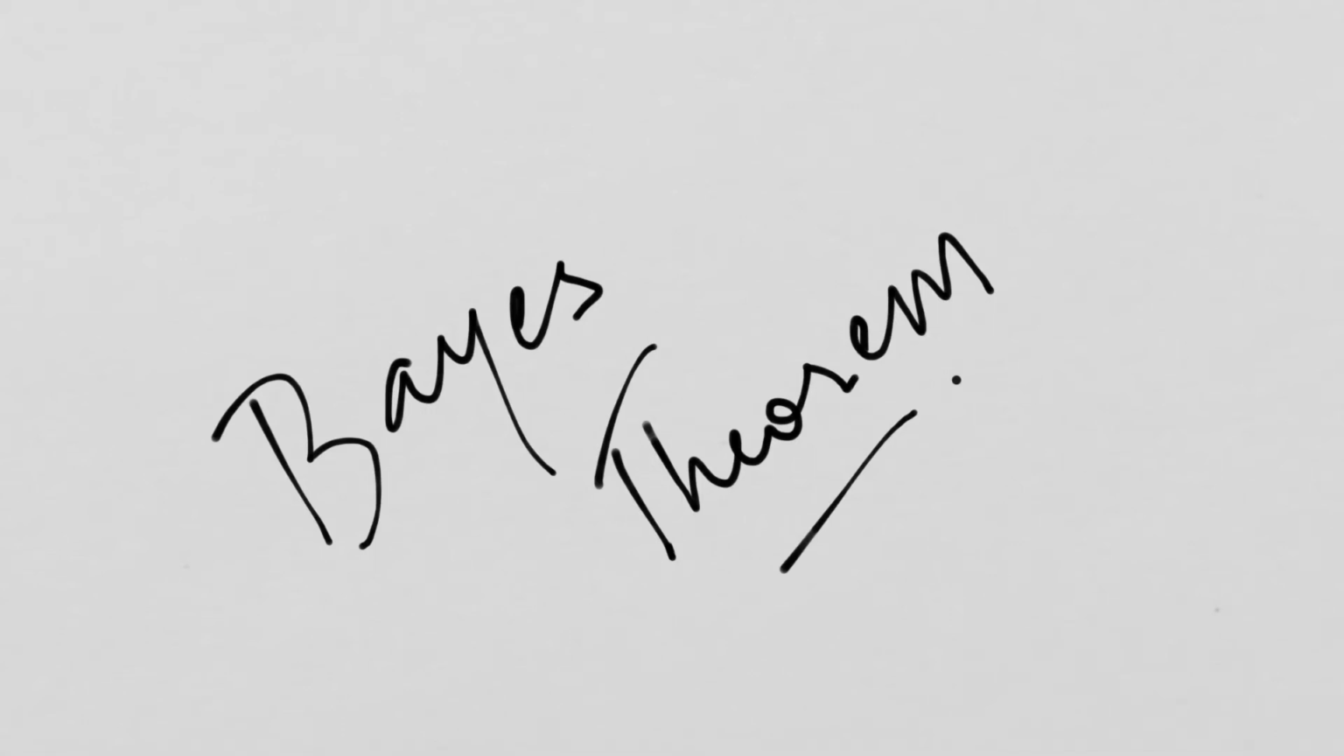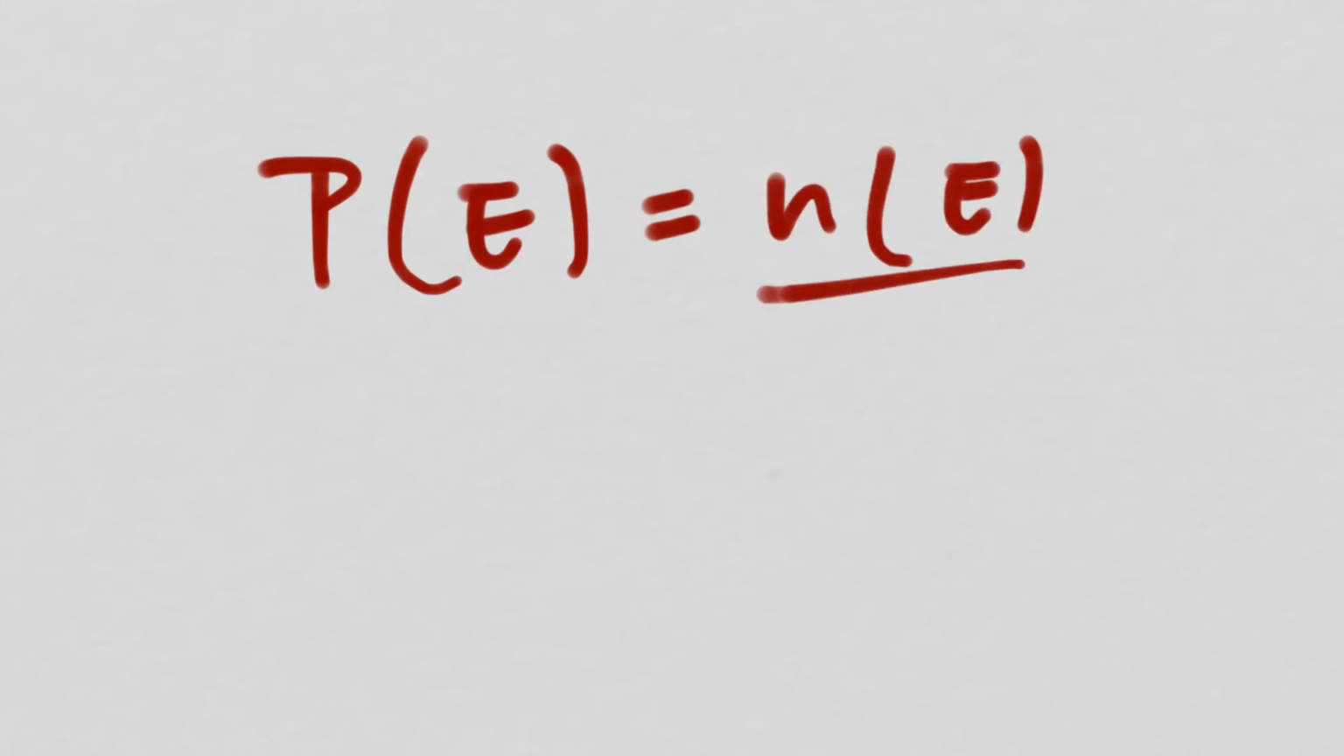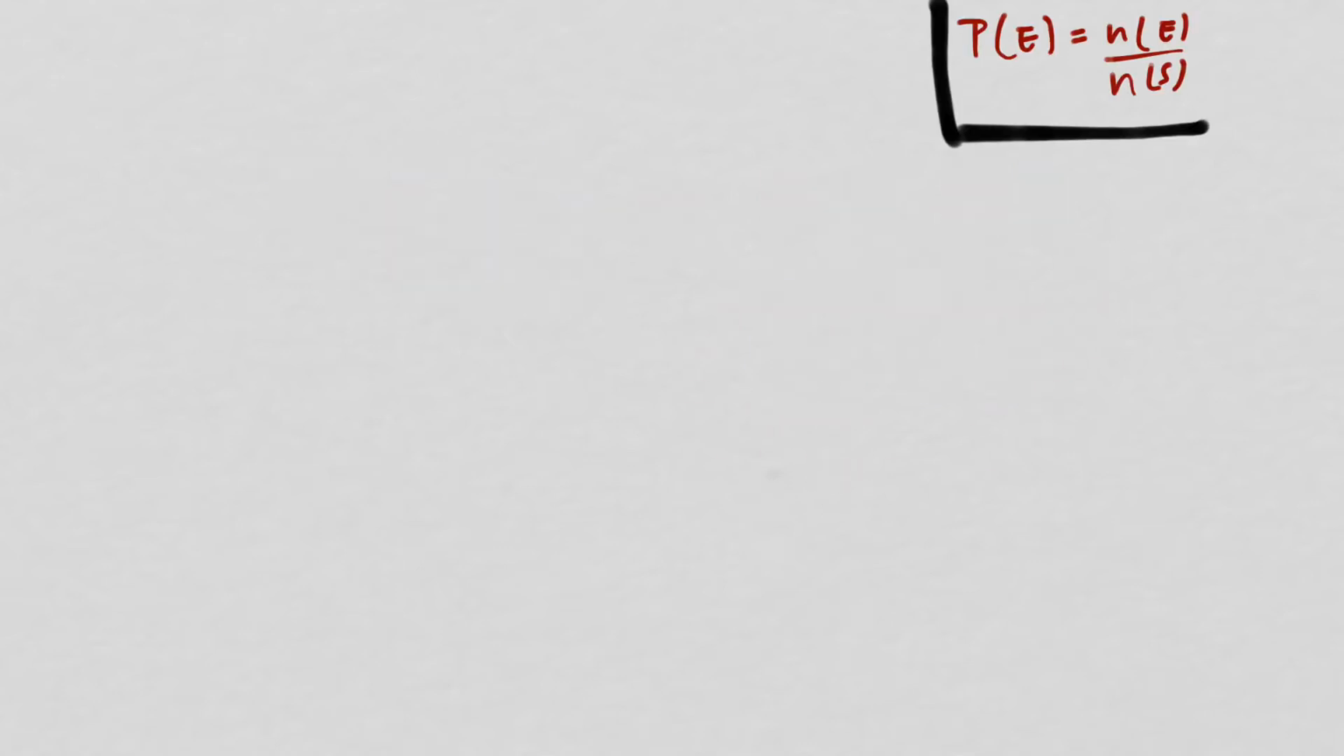Bayes theorem. This is the traditional Bayes theorem formula, and it might scare a lot of you away. However, we are not going to go down the traditional way. We go about cracking this concept using the old probability formula. Probability of any event is equal to the event that you're looking at divided by all the possible events that can occur. We are going to use this formula to crack the concept of Bayes' theorem.